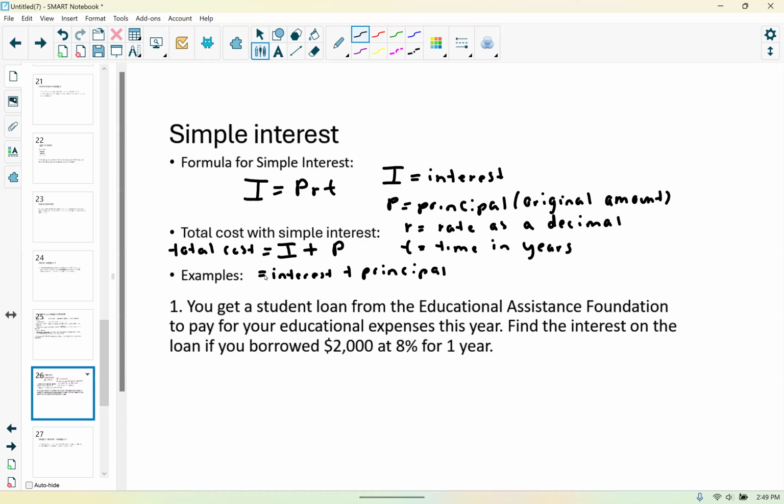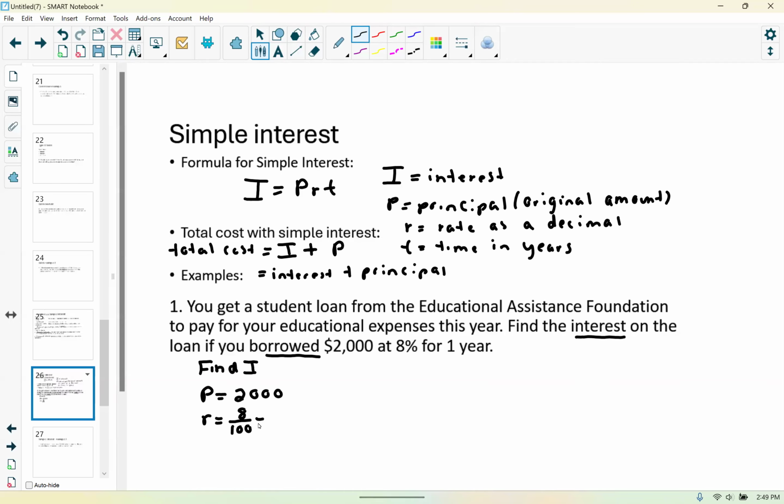So let's look at a problem. It says you get a student loan from the Educational Assistance Foundation to pay for your educational expenses this year. Find the interest, so we're looking for I, on the loan if you borrowed $2,000 at 8% for 1 year. Okay. So we want to look at what we need and what we know. So we want to find I. It says we borrowed, so whatever we borrowed is always the principal. So my principal is 2,000. The rate is 8%.